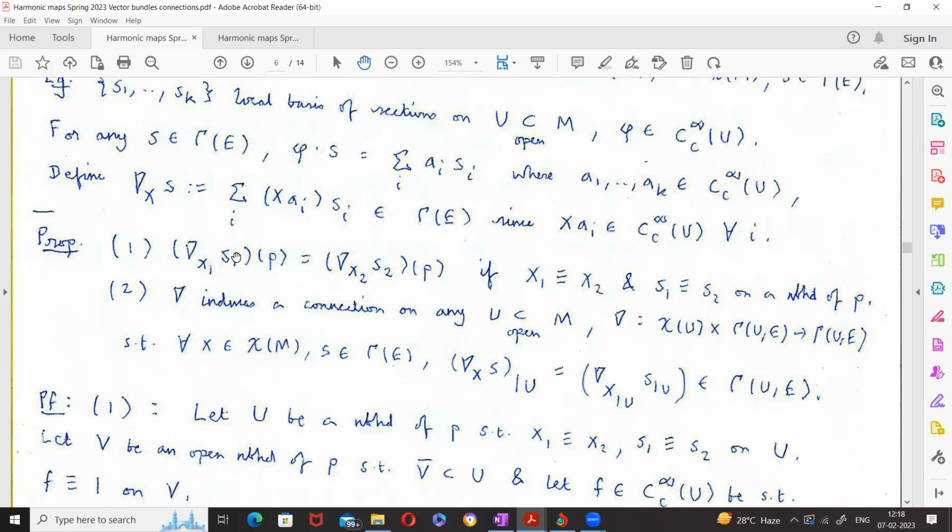Okay, so let me just state what this next proposition is saying. The first thing is that a connection is a local operator. So if I have vector fields X1 and X2 and sections S1 and S2, such that X1 is equal to X2 and S1 is equal to S2 in a neighborhood of P, then the value of the connection at P is equal for these two. Okay, so the connection only depends on, if you like, the germ of the vector field X near P, and the germ of the section S near P.